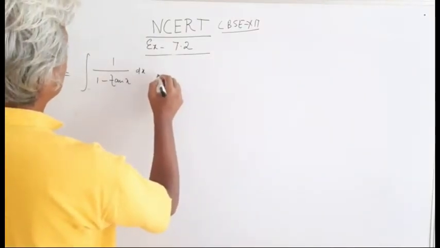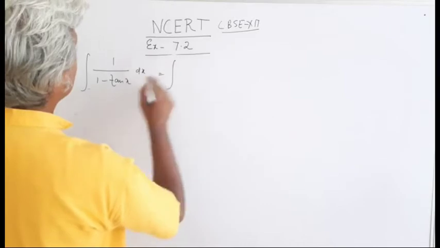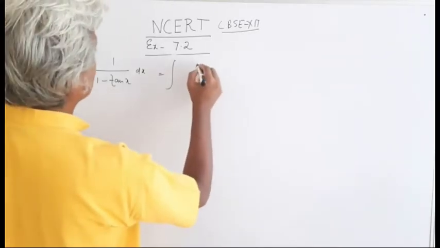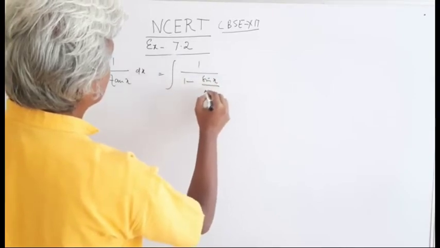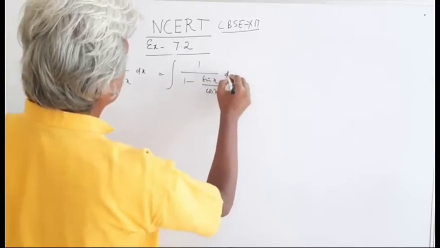So first what you can do here is, in place of this you write sin x by cos x. So 1 over 1 minus sin x upon cos x dx.